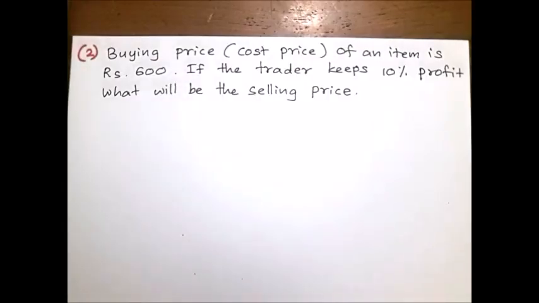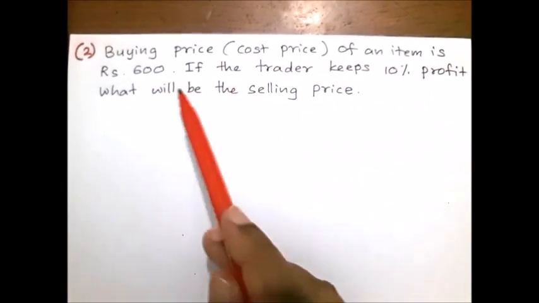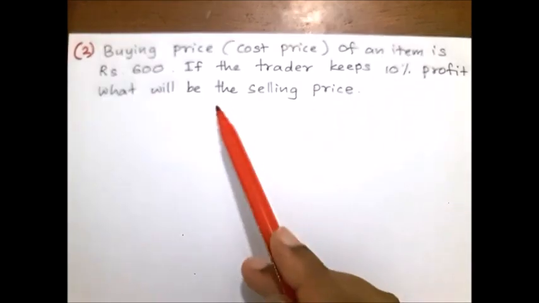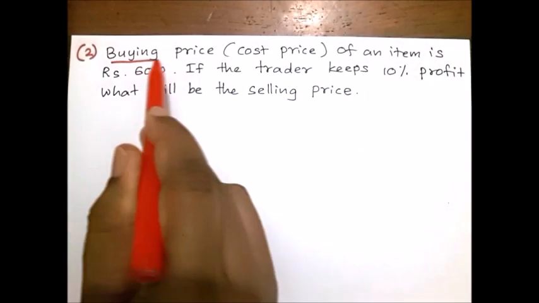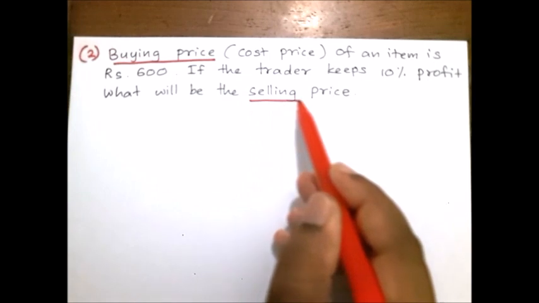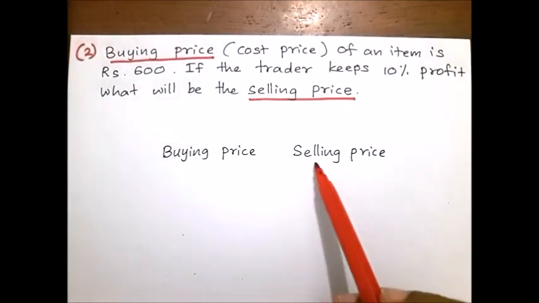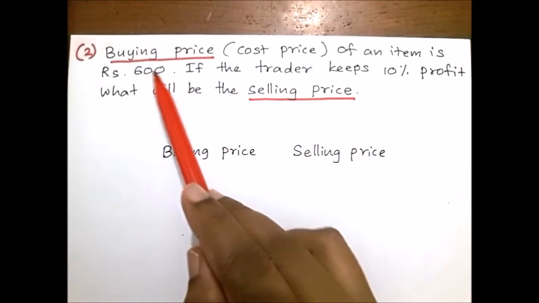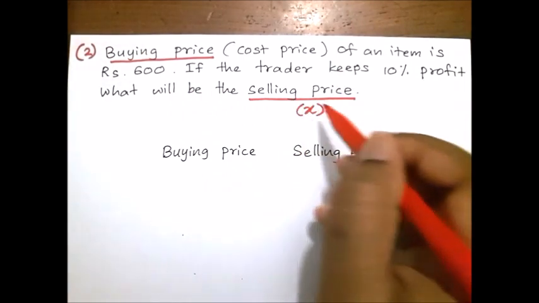Now look at the second example. The buying price or cost price of an item is 600. If the trader keeps 10% profit, what will be the selling price? What are the two quantities here? It is the buying price and the other one is the selling price. Here the buying price is 600 rupees. You have to find the selling price. Take the selling price as x.